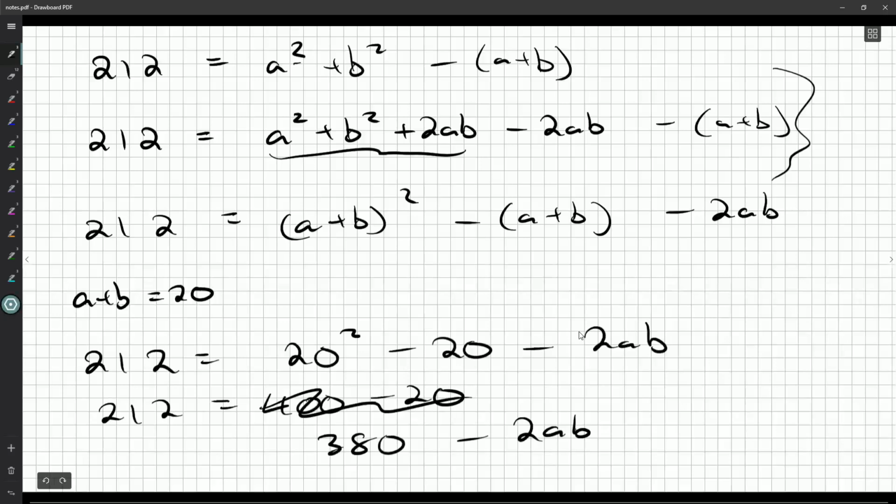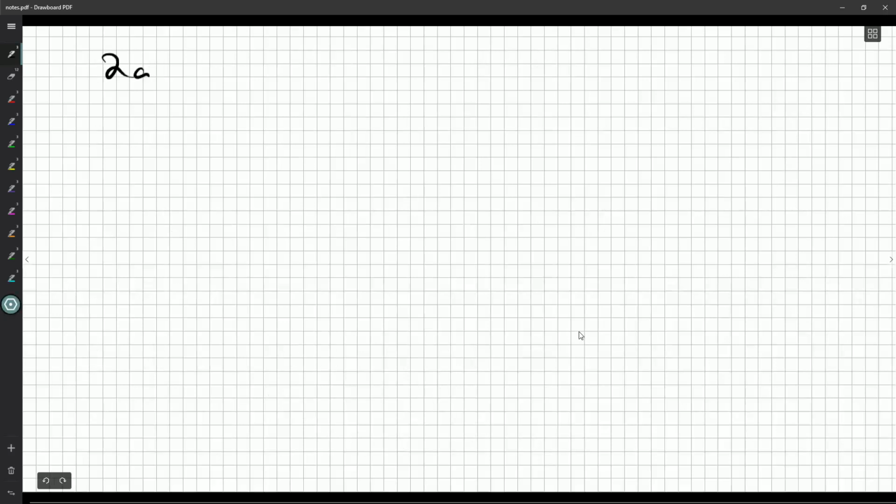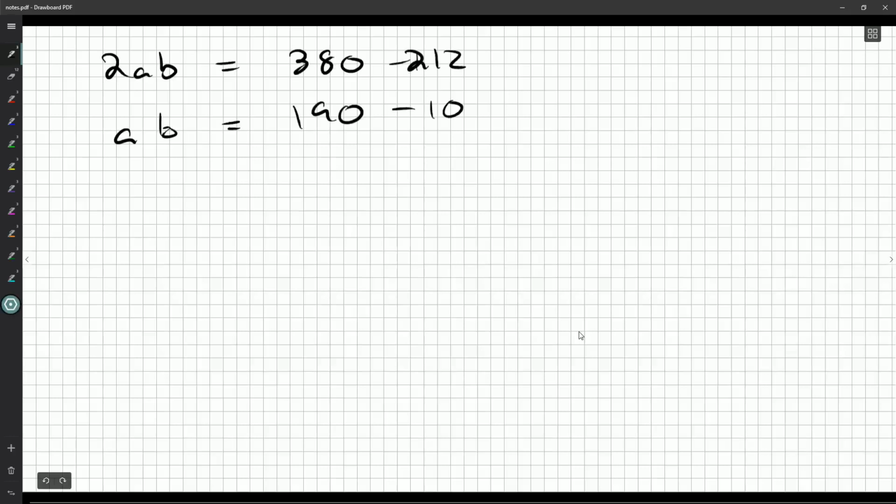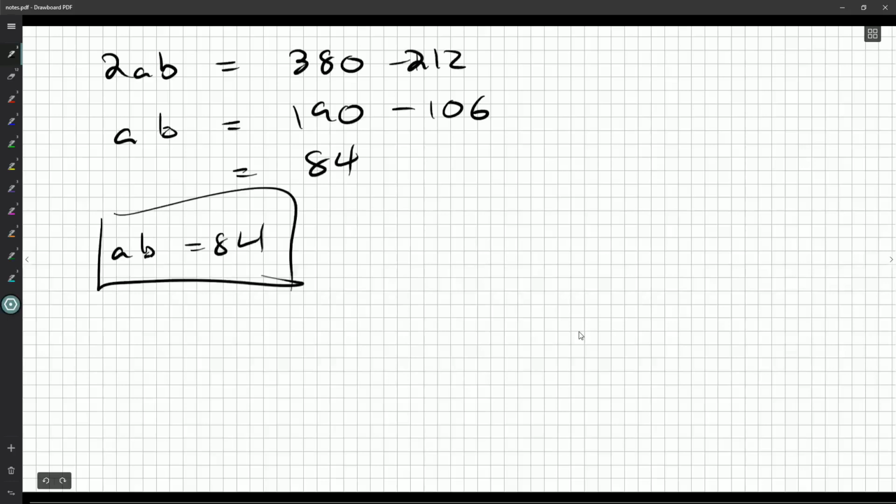minus 2AB. We can rearrange: 2AB is 380 minus 212. And what we want is A times B, so that's going to be 190 minus 106. 90 minus 6 is 84, so A times B is 84. And that's the final answer. Okay, good. It was driving me absolutely nuts. Completely bonkers. Because we didn't have enough information.